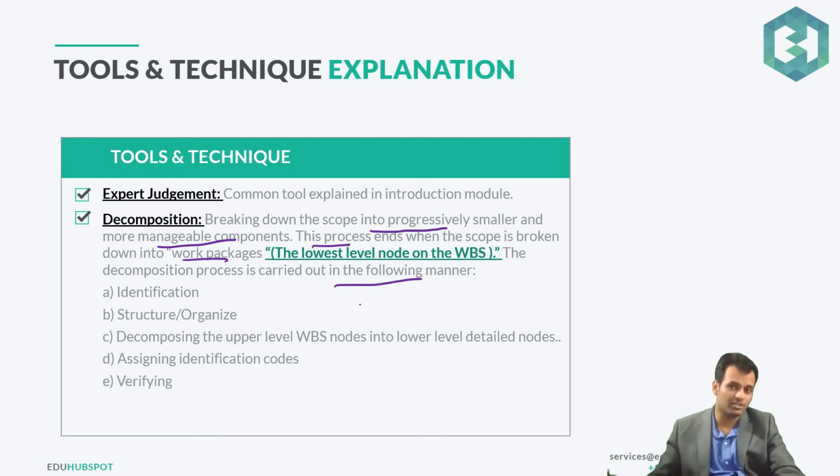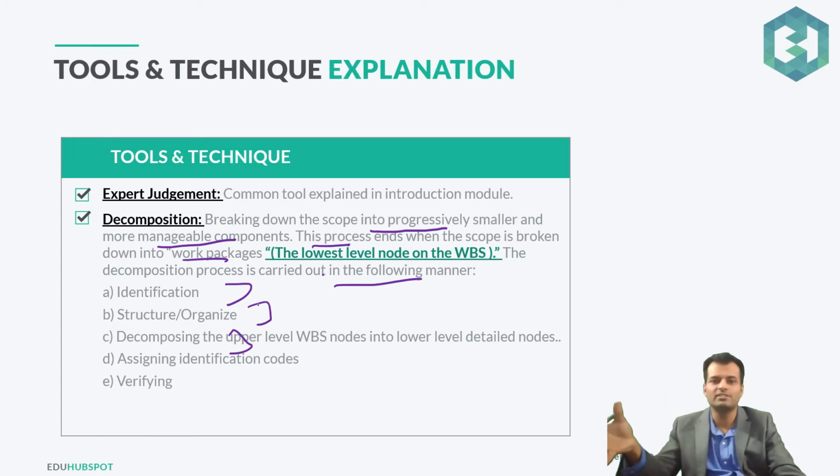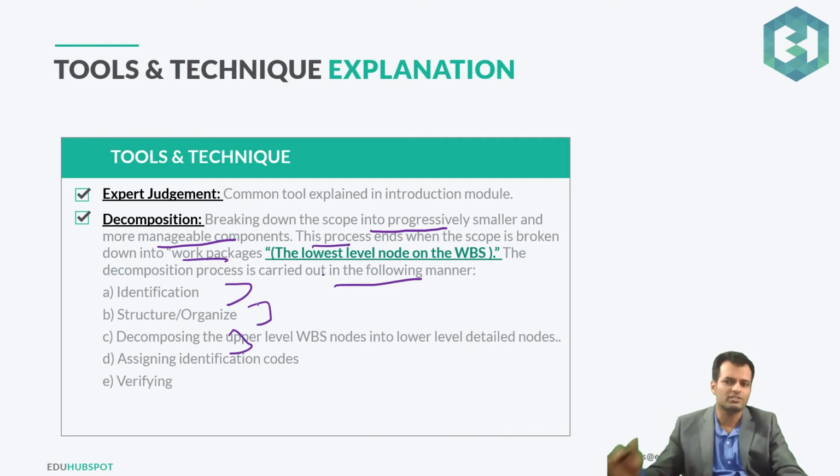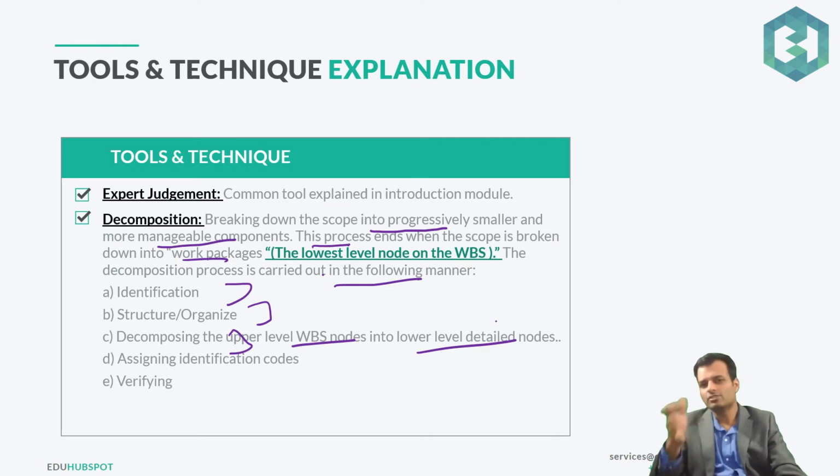The decomposition process is carried out in the following manner. So how is this decomposition done? First of all, we identify what requirements we need to decompose, and what the deliverables are out of those. Once it is identified, then we provide a structure. We organize that. So this feature comes under security. This feature comes under the luxury part. So we define those features and provide a structure. Then we decompose the upper level WBS node into lower level detailed nodes. As I go lower, I'm going into more and more detailed analysis, detailed nodes. And that's why we call the lowest node of the tree the work package.